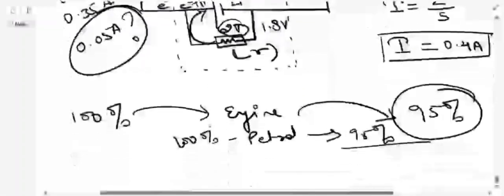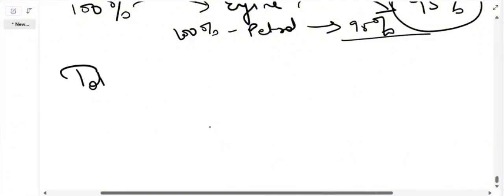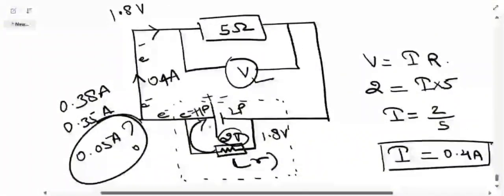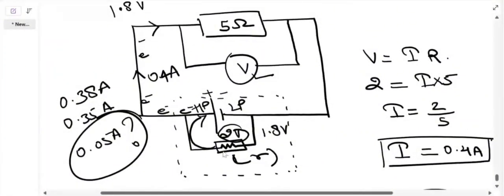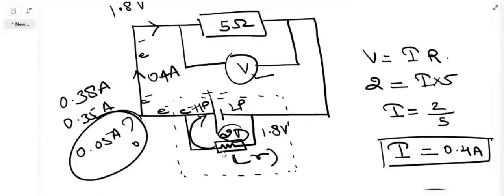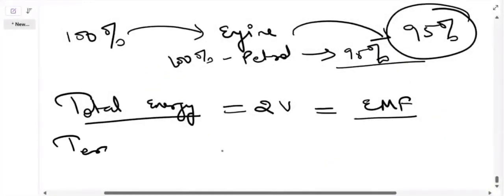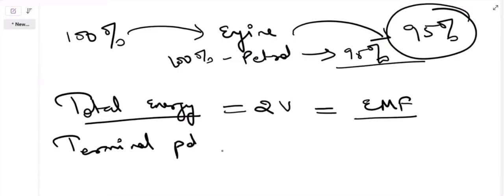Okay. So now the question is, the total energy shown by the battery, that is 2 volts, is known as the EMF of the battery. It is not the voltage. EMF means the total market value of the voltage supplied by the company. Whereas the 1.8 volts that we are exactly getting is known as the terminal potential difference. Getting? Yes, ma'am. Okay, so this terminal potential is 1.8 volts.